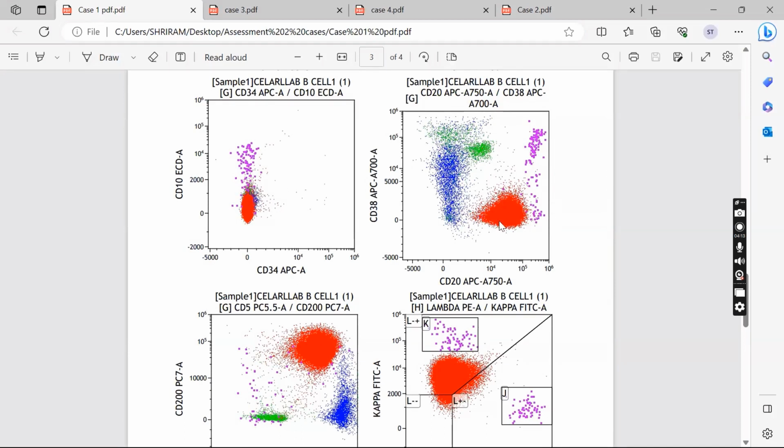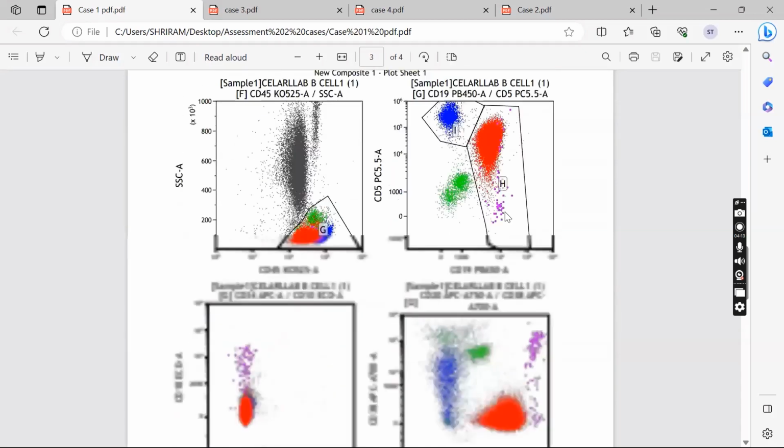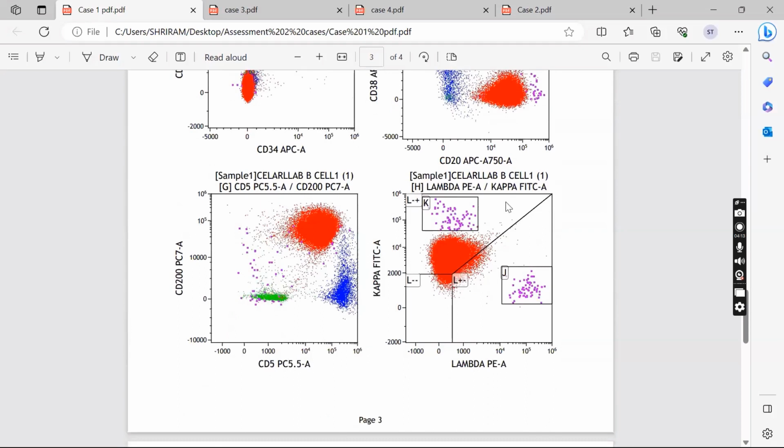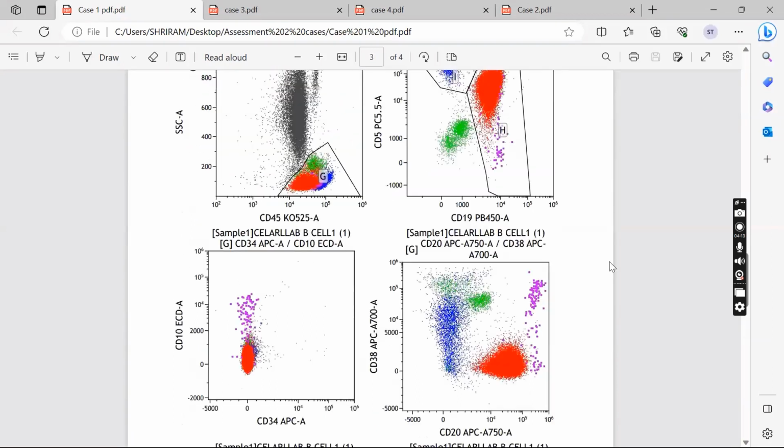No. Hematogones, the pattern with hematogones, it can be transitional B cells. Okay, so the answer is transitional B cells. Hematogones, stage 1 and stage 2 will not show you kappa lambda. Is that right, Dr. Shaini? Stage 1 and stage 2 hematogones are immature cells which will not show kappa lambda. Your stage 1 and stage 2 hematogones will fall in this area.